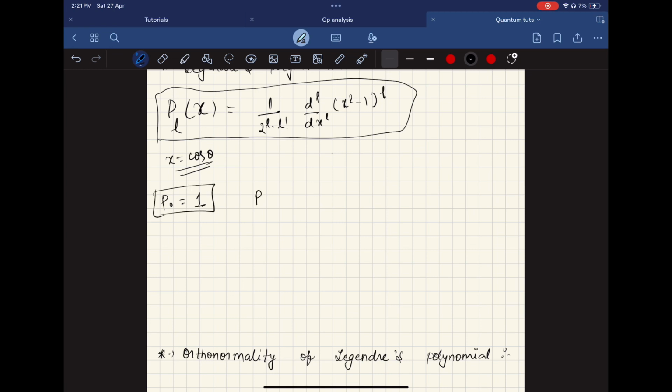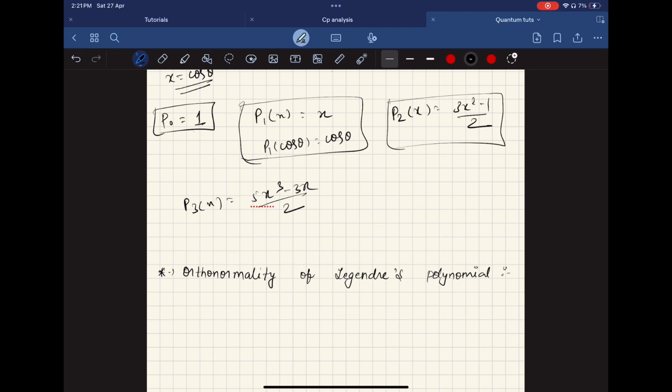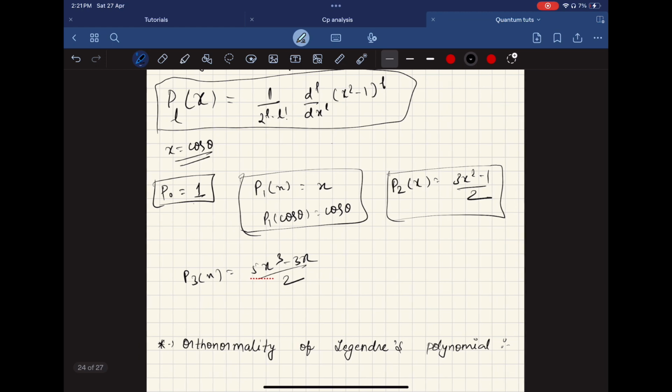What is the value of P1(x)? That is equal to x. So what is the value of P1(cos theta)? It is equal to cos theta. What is the value of P2(x)? It is equal to (3x squared minus 1) by 2. Similarly we have P3(x) equals (5x cubed minus 3x) by 2. Try to remember the values of P0(x), P1(x) and P2(x). The rest, if needed, you can calculate by using this formula.